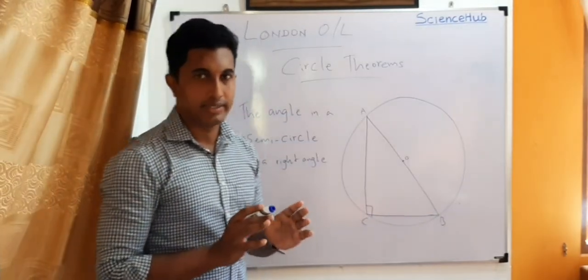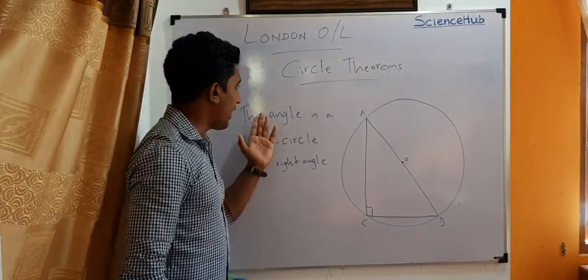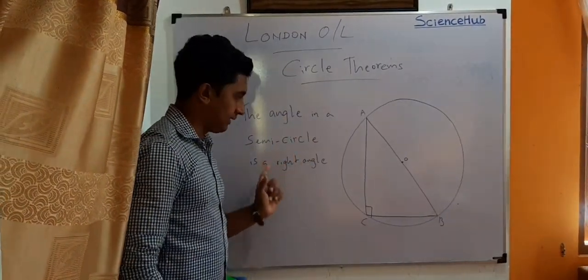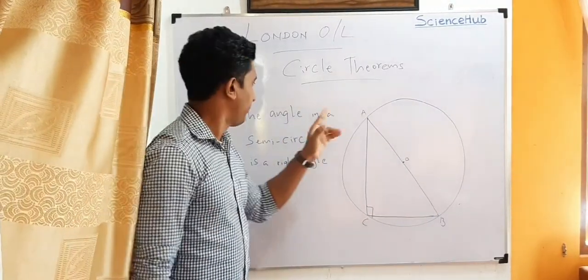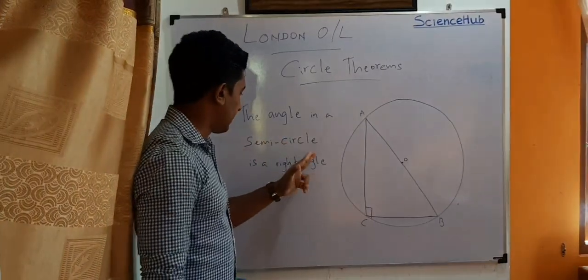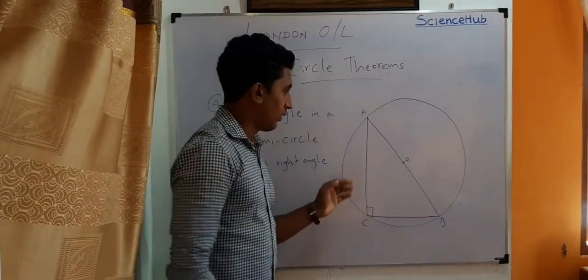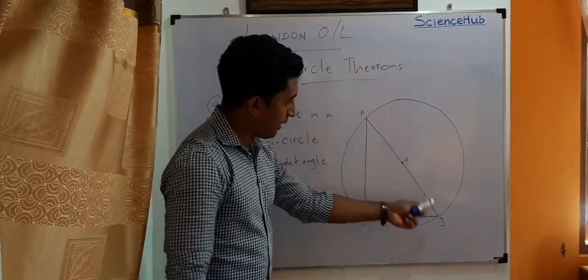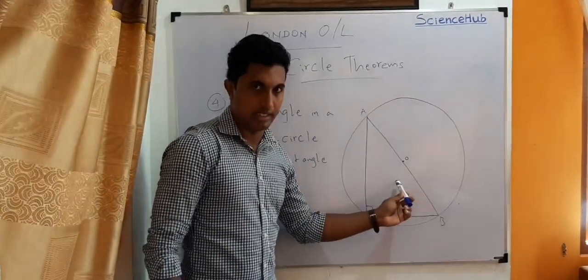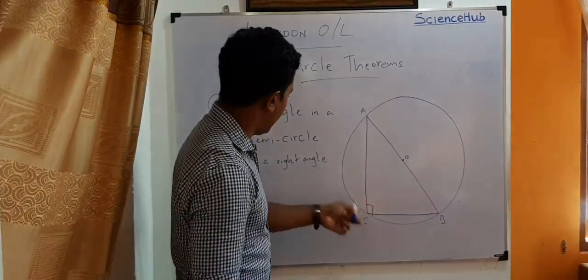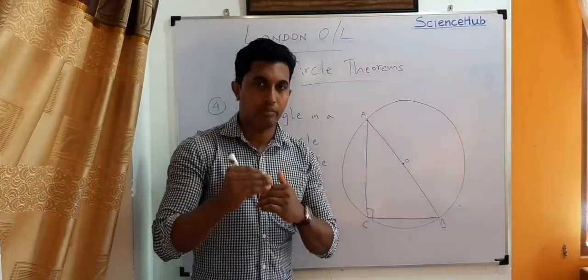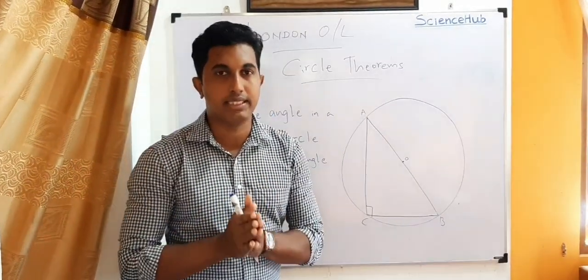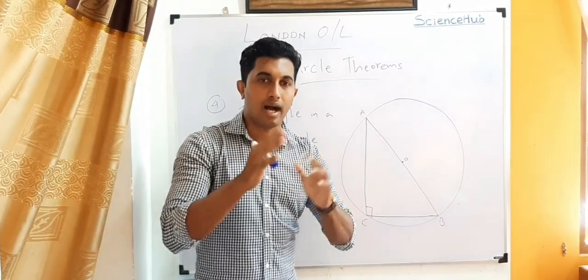The fourth circle theorem is the angle in a semicircle is a right angle. A very easy one. The angle in a semicircle is a right angle. This AB is the diameter of this circle, and angle in a semicircle. Now you have to get some clear idea about this semicircle. Semicircle means half of a circle.